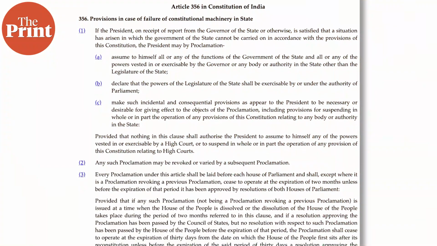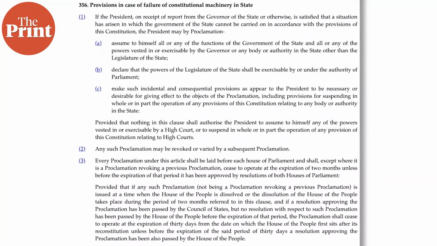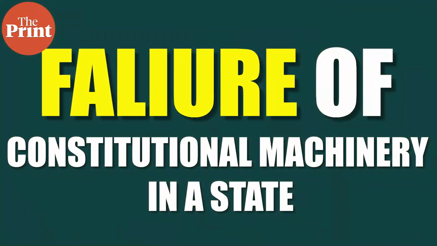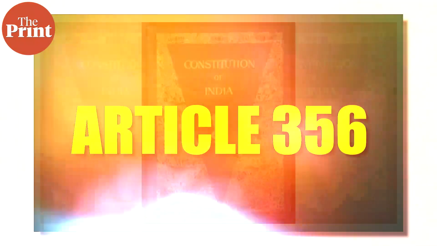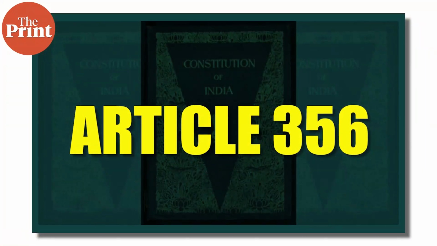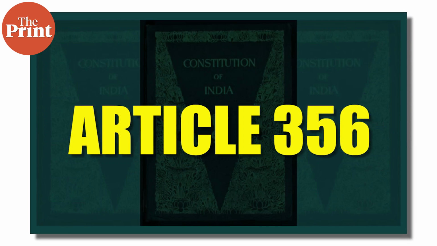Now, Article 356 of the Constitution talks about the President's rule. It says that if the President is satisfied that there is a failure of constitutional machinery in a state, President's rule can be declared in that state. Essentially, Article 356 is designed to be invoked when a state cannot function constitutionally. What this entails is that the President can assume all or most functions of the state government, and the powers of the state legislature can be exercised by the Parliament instead.